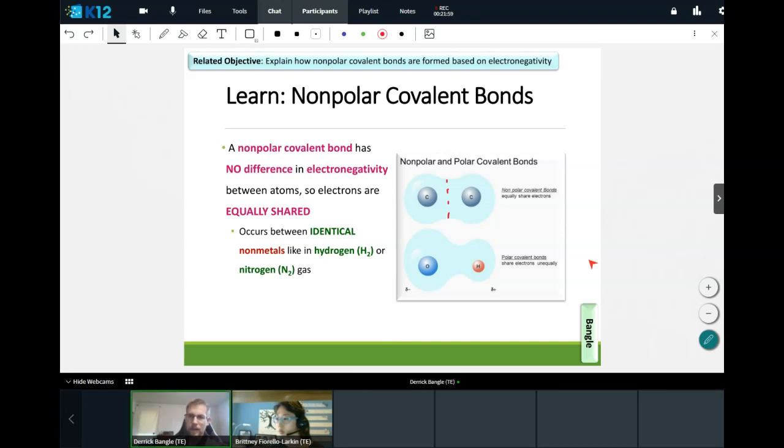All right, go ahead, give me a green check or an orange X if this is making sense. We'll be dealing with the polar variety tomorrow, but for now, just nonpolar. All right, very, very simple. Perfect. All right, so let's move on here.